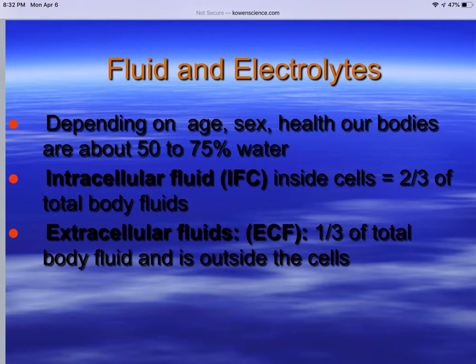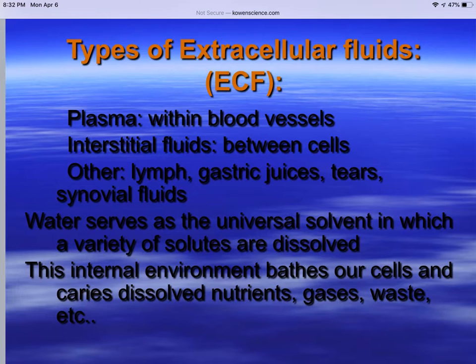Depending on a person's age, sex, and health, the body is 50 to 75% water. The intracellular fluid, abbreviated ICF, inside the cells is about 2/3 of the total body fluids. The extracellular fluid, ECF, is about 1/3 of the total body fluids and is outside of the cells. The types of extracellular fluid would be the blood plasma, which is found in the blood vessels, the interstitial fluid between the cells, and then you have the lymph, gastric juices, tears, and synovial fluid.